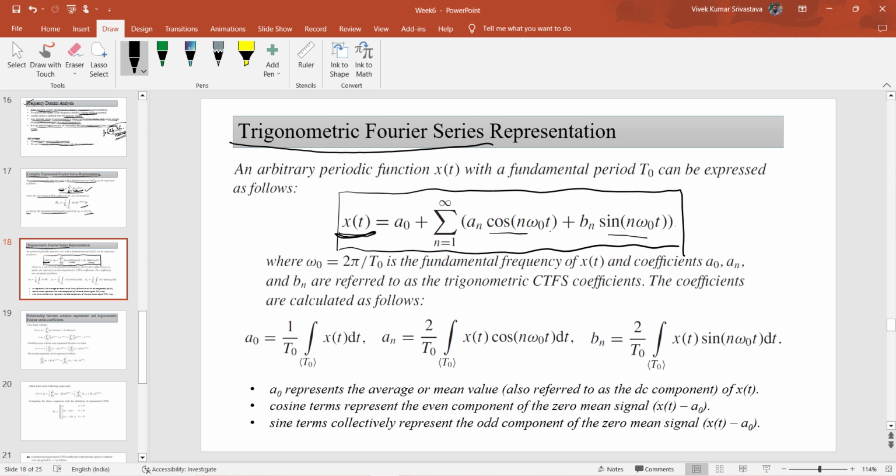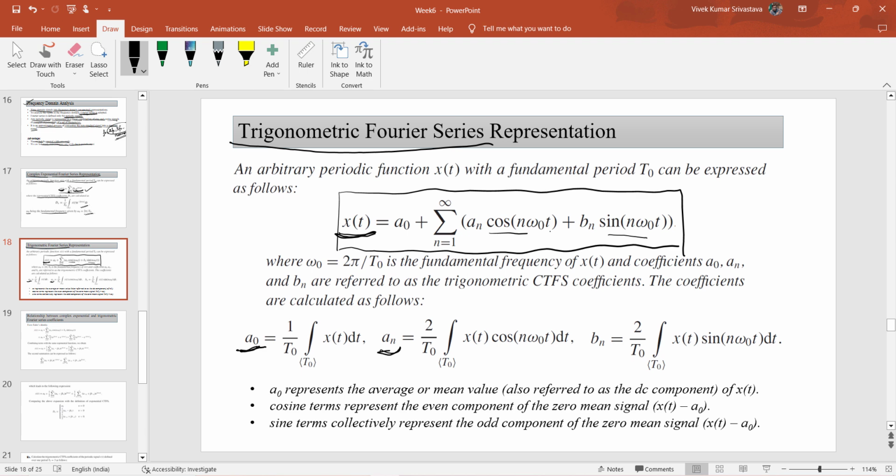Here a naught represents the average or mean value, which can be represented as 1 over t naught integral of x of t dt, and a n is the coefficient corresponding to the cosine term.